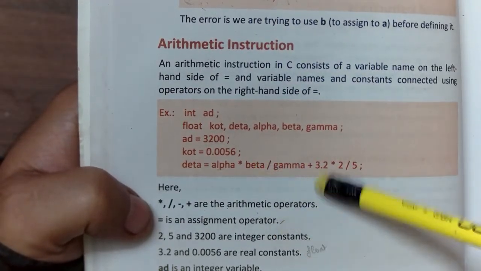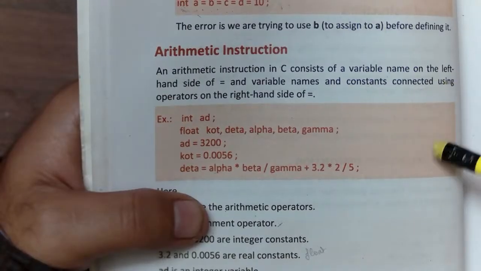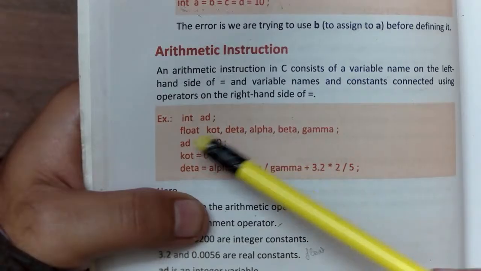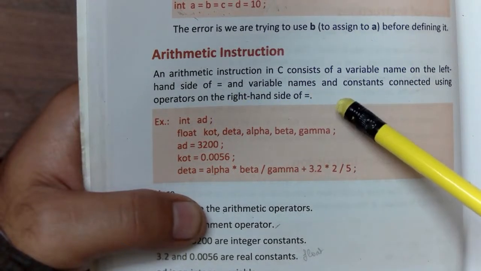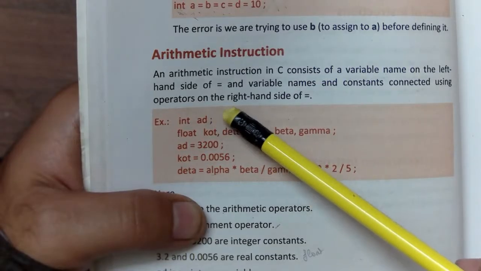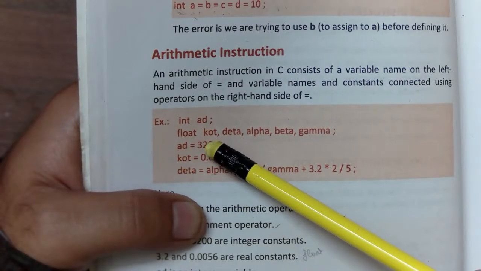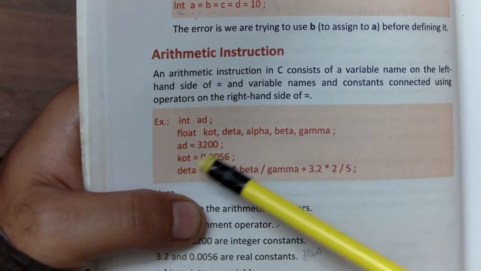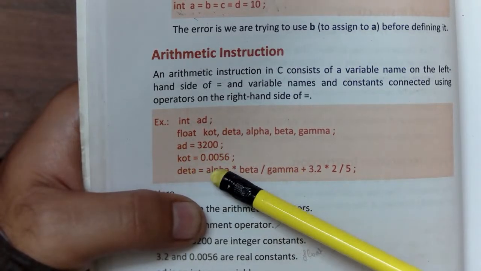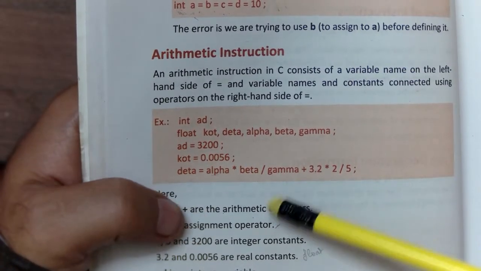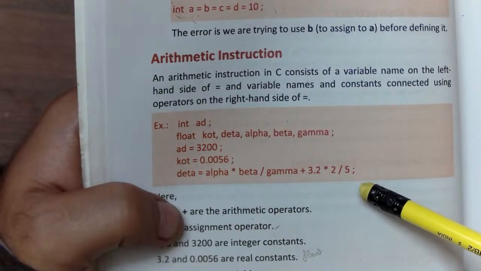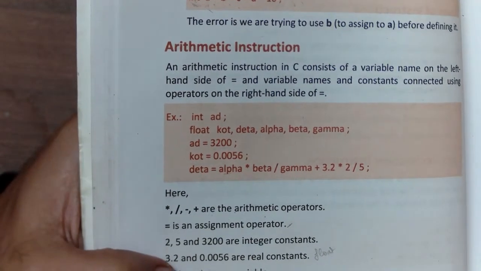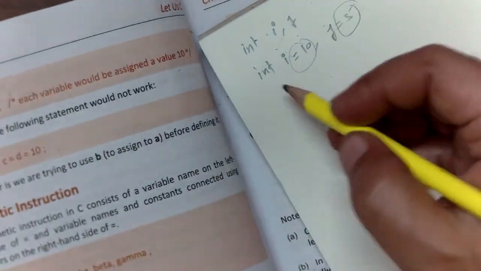Okay, arithmetic instructions. An arithmetic instruction in C consists of a variable name on the left hand side of equal to, and variable names and constants connected using operators on the right hand side of equal to. int ad; float cot, data, alpha, beta, gamma; ad is equal to 3200, cot is equal to 0.0056, data is equal to alpha multiply beta divided by gamma plus 3.2 multiply 2 divided by 5. These are arithmetic operations.